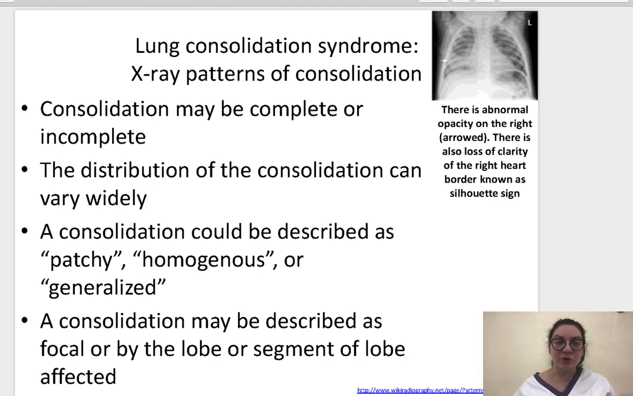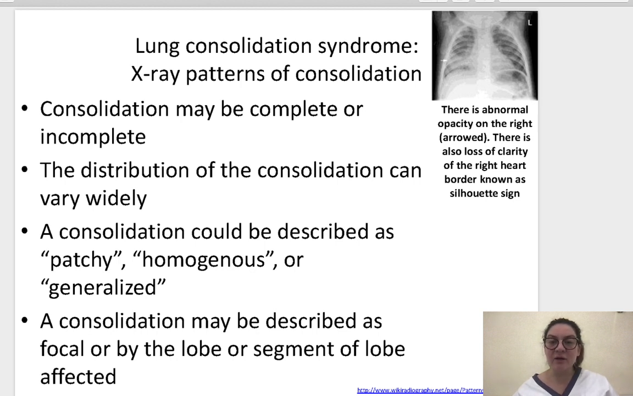X-ray patterns of consolidation. Yes, one more time, let's generalize. Consolidation may be complete or incomplete. Yes, when it is complete, for example, in atelectasis, when it is collapsed lung and the density of tissue is near to other non-soft tissues. The distribution of the consolidation can vary widely. A consolidation could be described as patchy or homogeneous or generalized. And consolidation may be described as focal or by the lobe or segment of lobe affected.